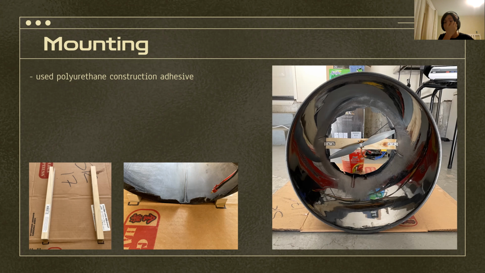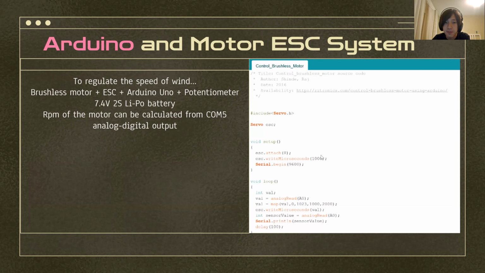The reason why I'm using construction adhesive is that I don't think normal adhesive will provide the rigidity that I want. But these are very dangerous, so I don't recommend trying that. It's very toxic, very dangerous, and extremely sticky.